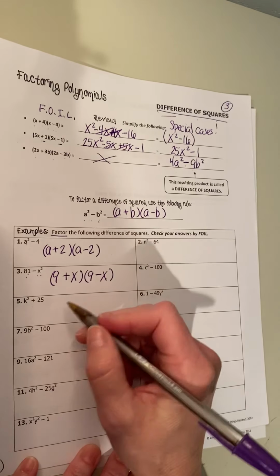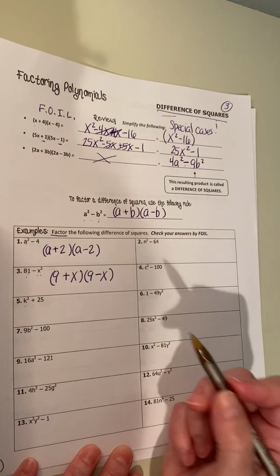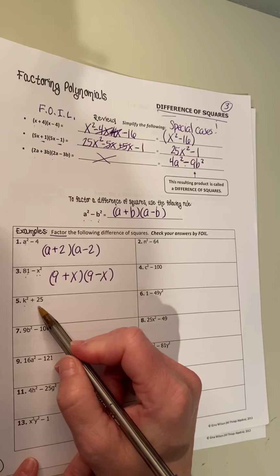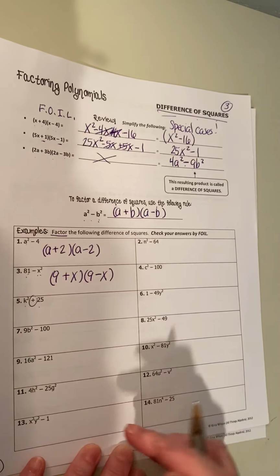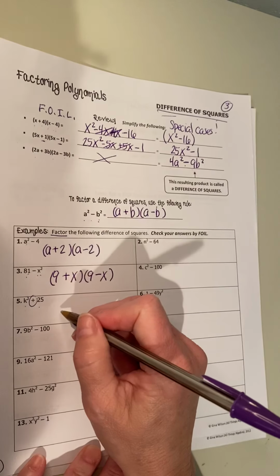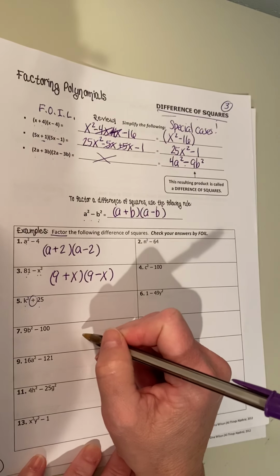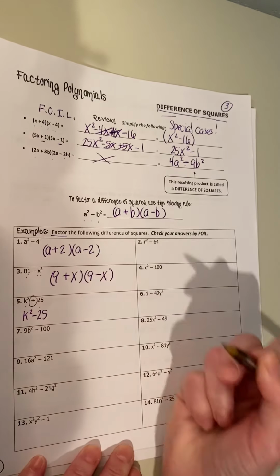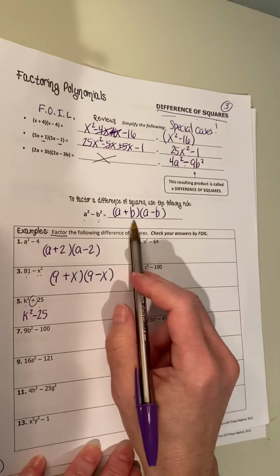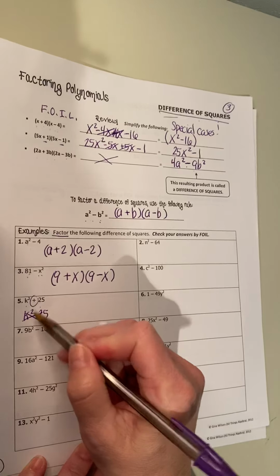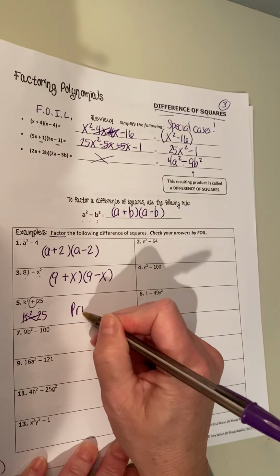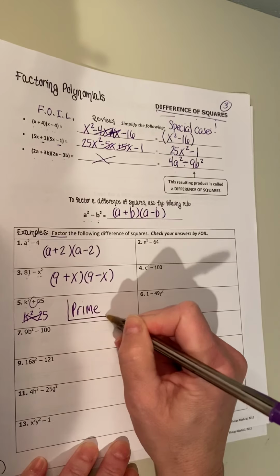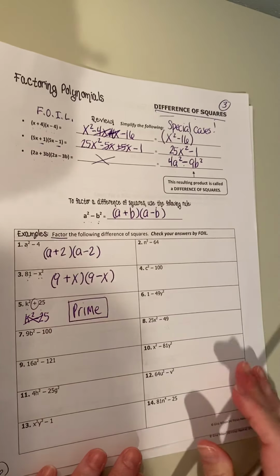This next one, perfect square. Oh, perfect square, but that's a plus sign. So this does not apply for this. It would have to say k squared minus 25 in order to use this process. So since it doesn't, we say this is prime. You cannot factor k squared plus 25.